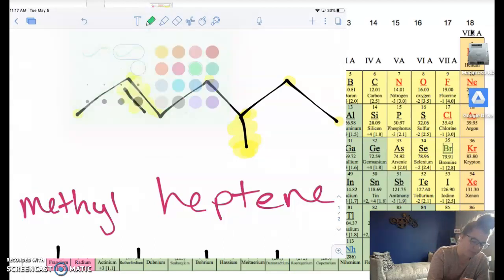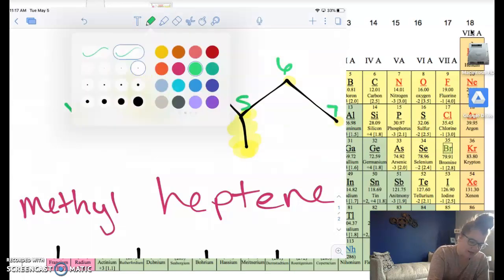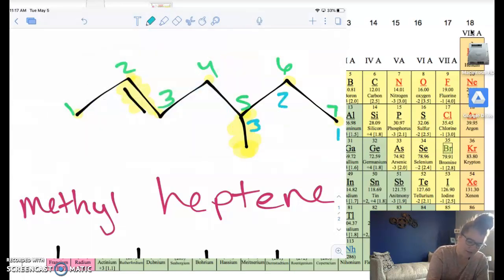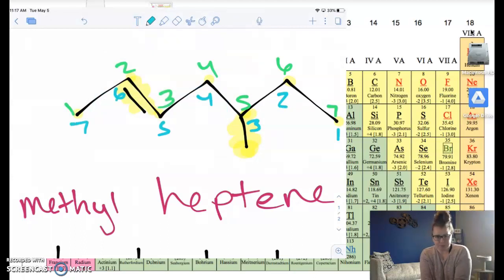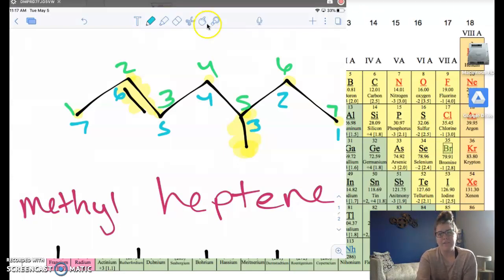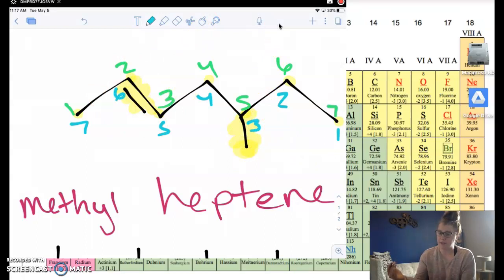After that, you're going to do the numbering. So count one way using one color, and then count the opposite way using the other color. You don't have to use colors, I just like colors. After you've got your numbers, remember you always want to go for the lowest numbers, but more importantly, you want to give the more important thing the lowest number. I have this bond and I have a branch. And if you remember our little phrase, bonds beat branches, that means bonds are more important than branches, which means the bond is going to get a lower number.